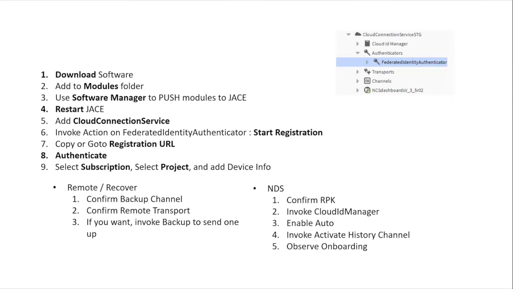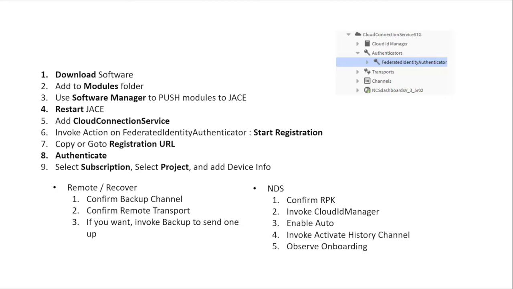The Cloud Connection service is where you will invoke the action to run the federated identity authenticator. And for all of these steps, I just want to give you a quick synopsis of the steps that you're going to see us walk through here. After that, you're going to go to the registration URL. You'll go through the authentication step, and then you'll select the subscription, select the project, and add the device info, right?